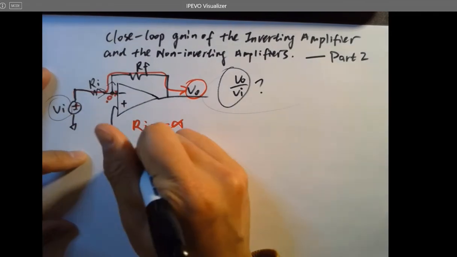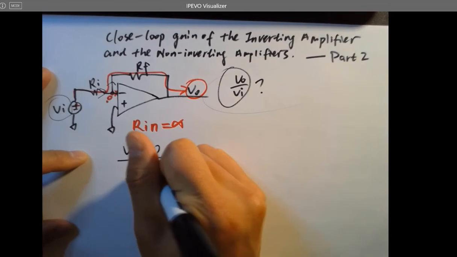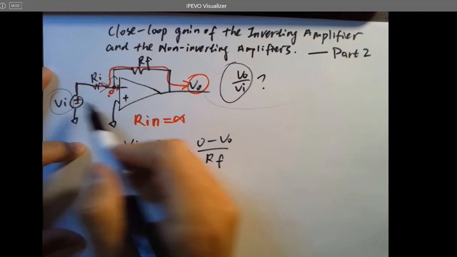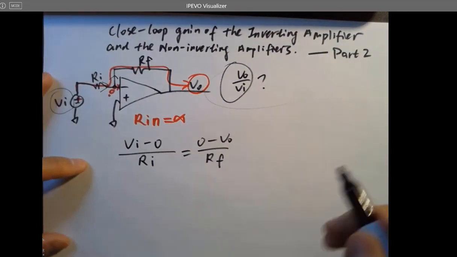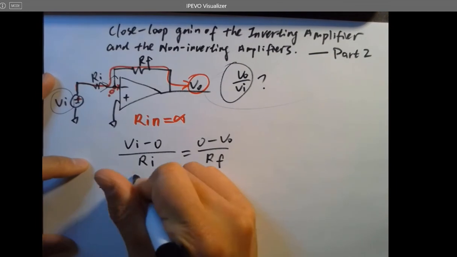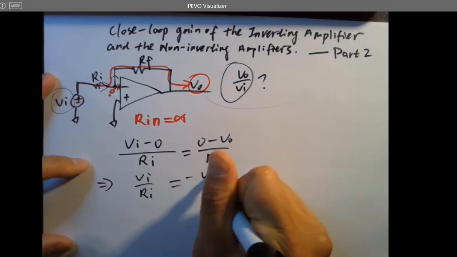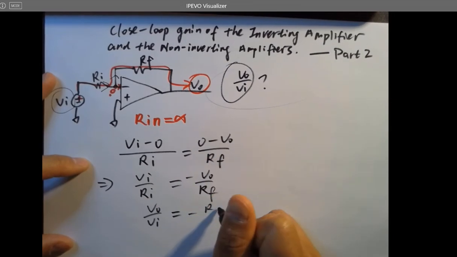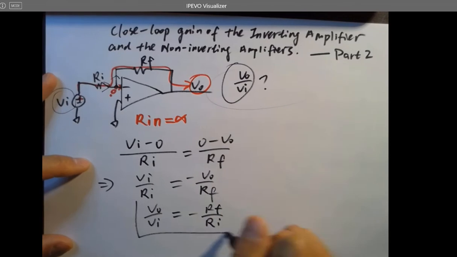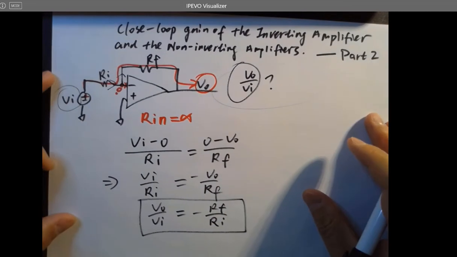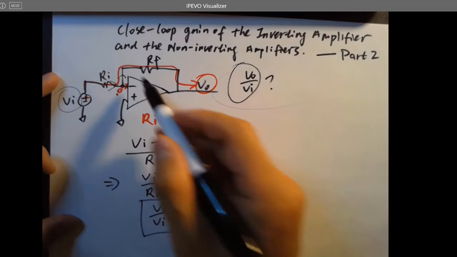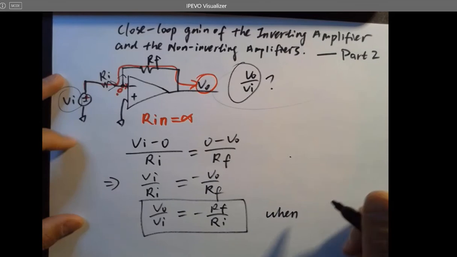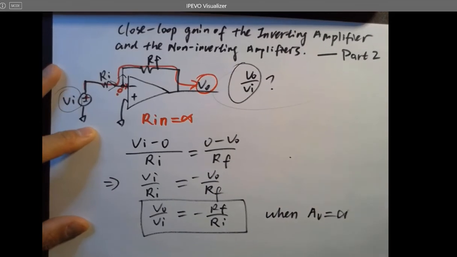we get Vi minus 0 volts over Ri equals 0 volts minus Vo over Rf. This is what we know from this circuit. Okay, and then you can get Vi over Ri equals minus Vo over Rf. So Vo over Vi equals minus Rf over Ri. That's the closed loop gain for this inverting amplifier when, don't forget this, when Av is infinity.